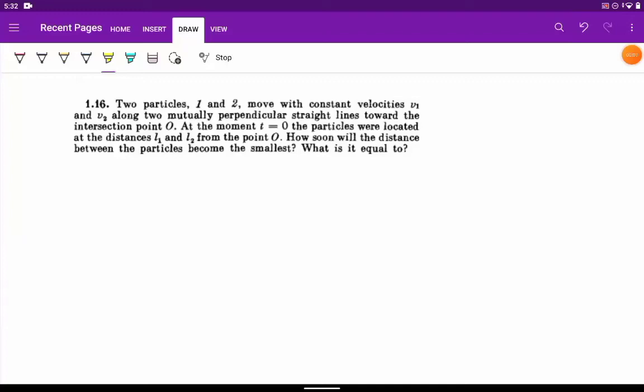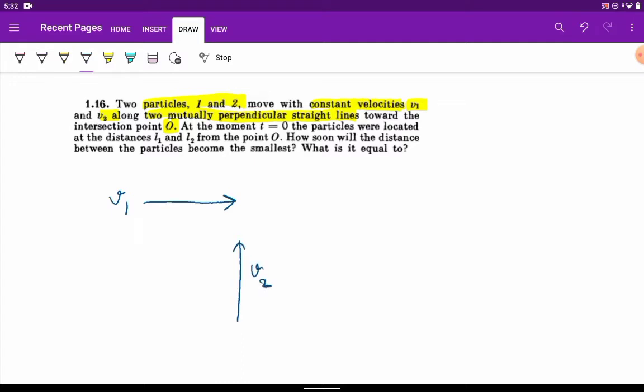Okay, let's consider this problem. Two particles 1 and 2 move with constant velocities v1 and v2 along two mutually perpendicular straight lines towards the intersection point O. Okay, let's draw it. So let's say one particle is moving in this direction, right? And v1 is moving perpendicular to the direction of v2, right?